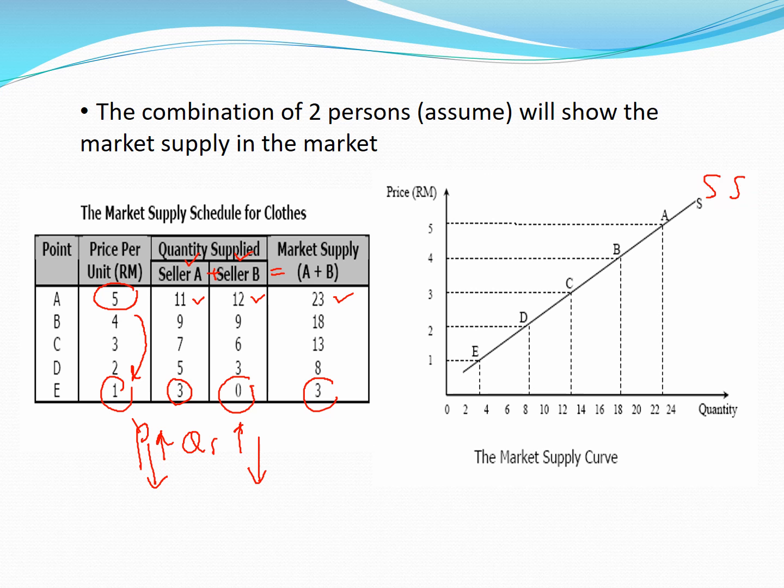So for example, if it is 5 ringgit, market supply is 23. So here is 23. But if price drops from 5 to 1, only 3 market supply. So it is a movement downward, referring to what we call contraction in quantity supplied. If the price increases, it is a movement upward, referring to expansion in supply.